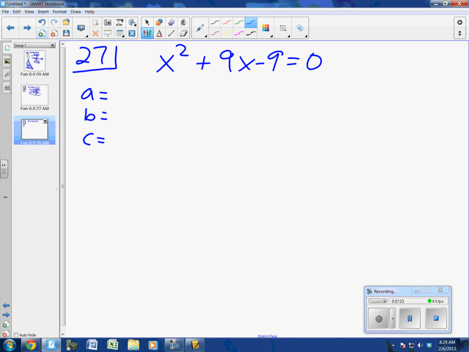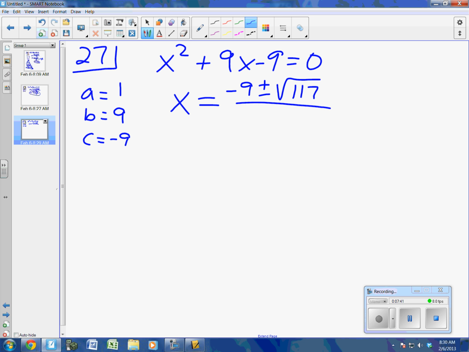Okay, what's A, B, and C? 1, 9, and negative 9. Okay, so x equals negative b. What would that be? Plus or minus the square root of the discriminant, which is 117. Does everybody agree with that? Over 2 times a, which would be?